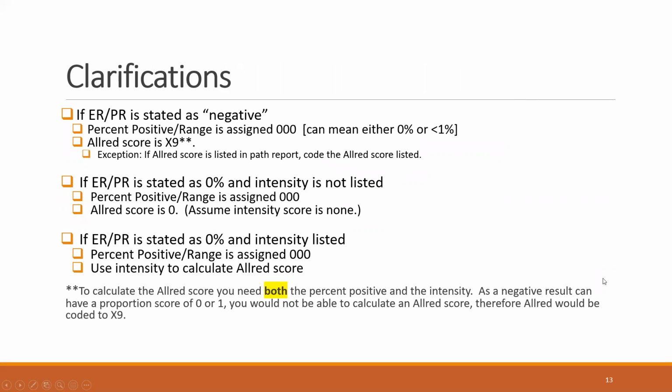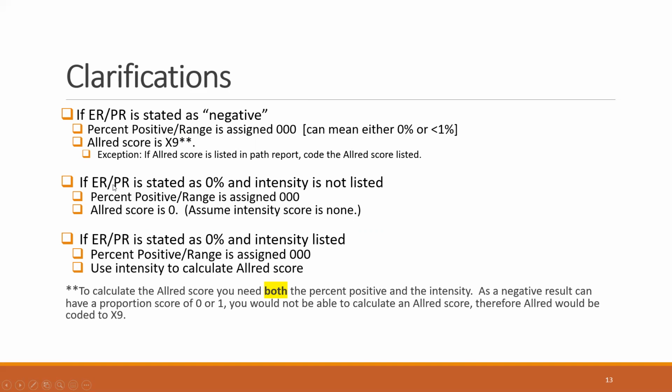Okay, so here's a few clarifications, and this happens a lot. If the ER or the PR is stated as negative, remember that could mean that it's either 0% or less than 1%. So you would still code this percent positive range to 0, 0, 0, but the Allred score, you need to know what that percent is, and you don't have it. So the Allred score is the X9 or unknown.